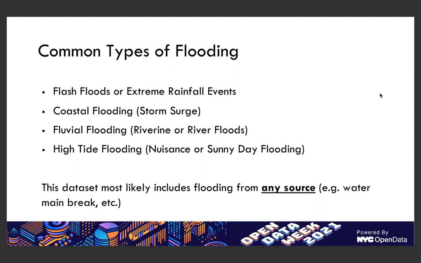The real interesting thing about this 311 street flooding complaint data set is that I found out that this data set most likely includes flooding from any source. So definitely the four above, but it can also be water main breaks, it could be pool flooding, it could be shower flooding, whatever. I can't say for certain. There is no field on the 311 guide that specifies these flooding events. So I'm just saying that for street flooding complaints, the flooding event could be from any source.